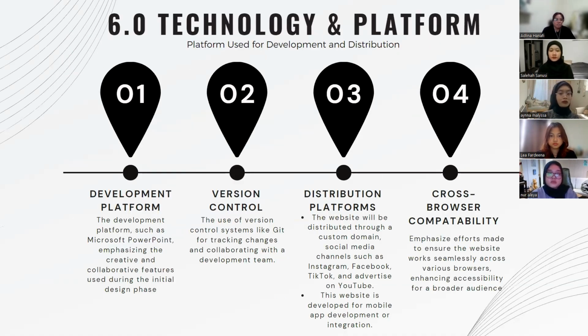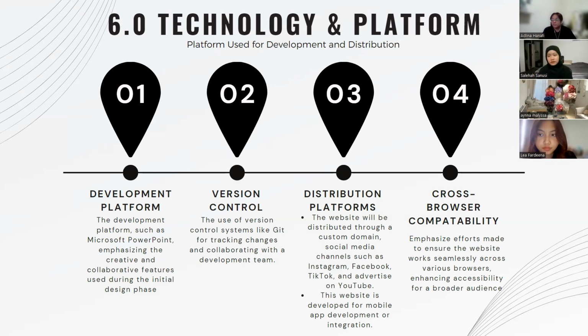The development platform, such as Microsoft PowerPoint, emphasized the creative and collaborative features used during the initial design phase. And then the version control, like GitHub, that we use is for tracking changes and collaborating with other development teams. Distribution platforms: the Eco Harmony website will be distributed through a custom domain and will include social media channels such as Instagram, Facebook, TikTok, and advertising on YouTube.